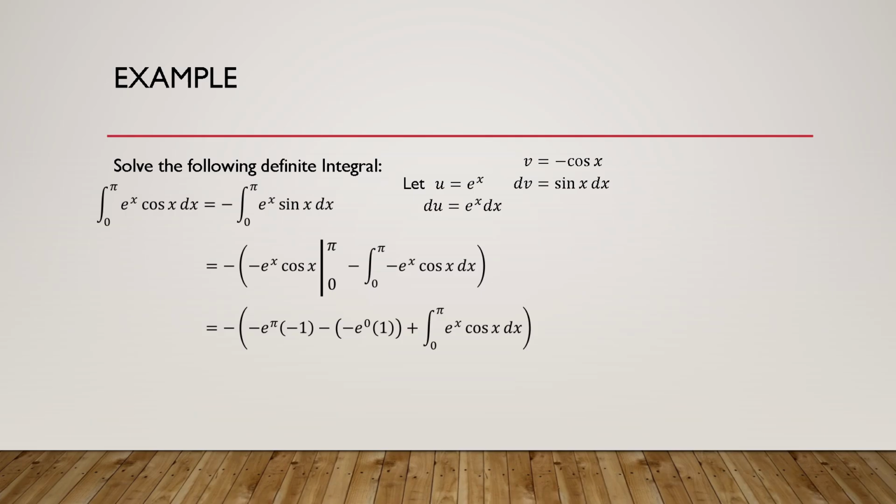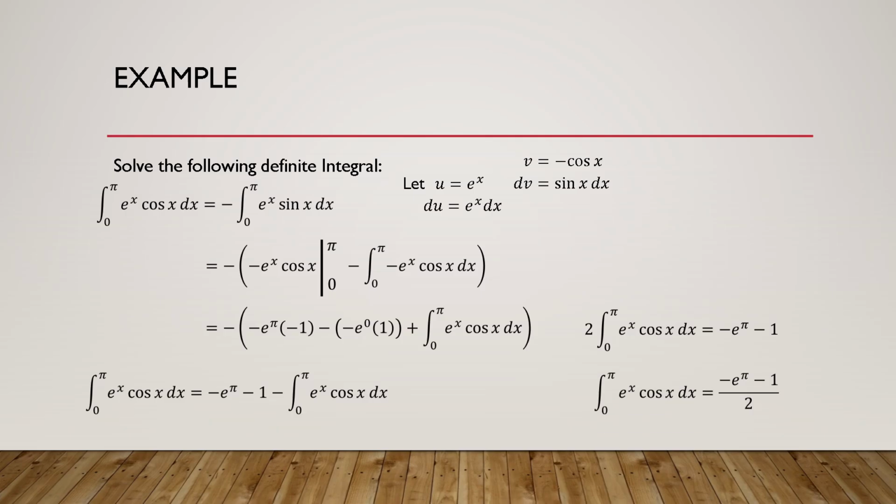When we simplify, we get the original integral equal to negative e to the pi minus 1 minus the same original integral. We can now add that integral to both sides, giving us 2 times the integral from 0 to pi e to the x cosine x dx equals negative e to the pi minus 1. We divide by 2 to get our original integral equal to negative e to the pi minus 1 over 2.